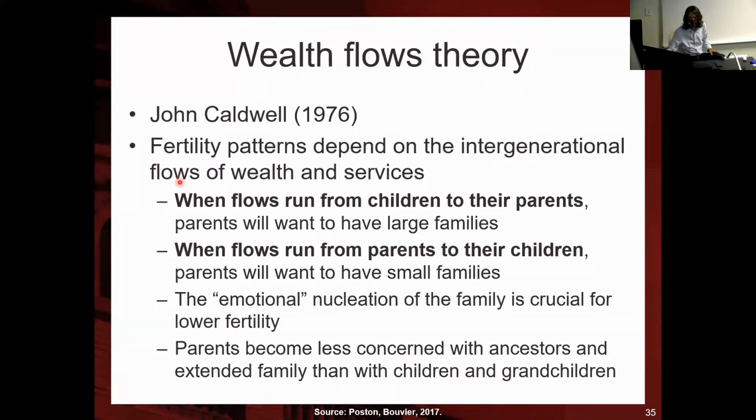What exactly is the wealth flows theory? It was developed by Caldwell, and it's pretty much the idea that the decisions of people to have more or fewer children are related to intergenerational flows of wealth and services. So in societies that really rely on the labor of children, let's say families that live in agriculture and have a small production, they have to produce some food and then exchange that in the market close to their houses, close to their community.